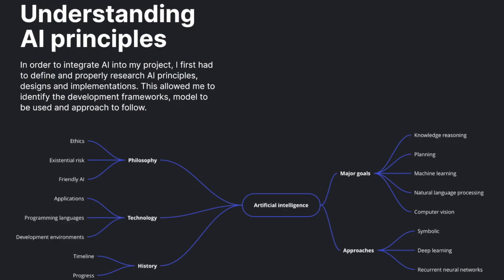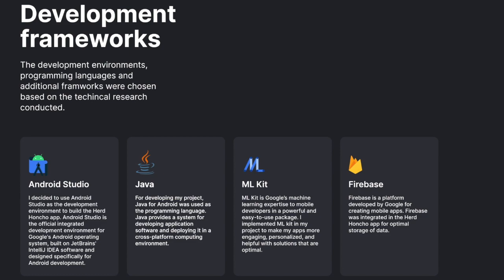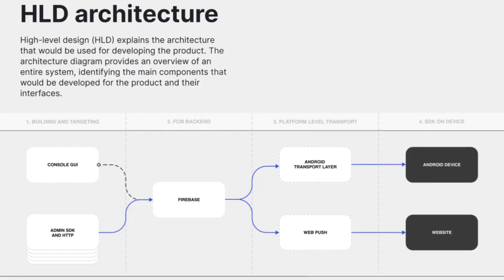In order to integrate AI into my project, I first had to define and properly research the AI principles, designs, and implementations. This allowed me to identify the development frameworks, models to be used, and approach to follow. The development environments, programming language, and additional frameworks were chosen based on the technical research conducted. From the research, I decided to use Android Studio as my development environment, Java as the programming language, MLKit, which is Google's machine learning kit, and Firebase for database.